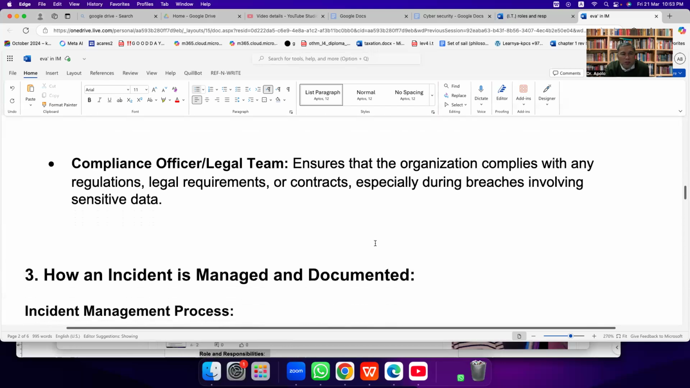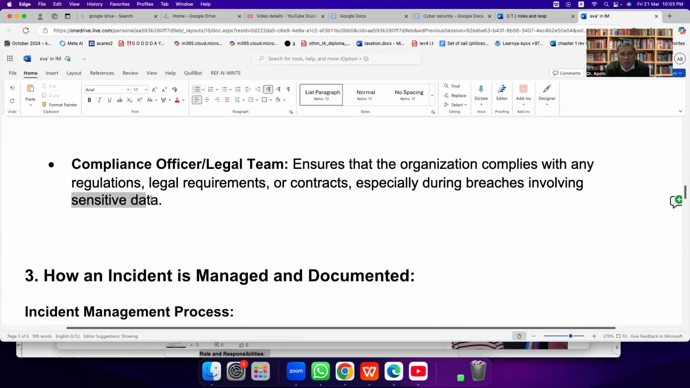Then the compliance officer and the legal team, who will prosecute the culprit. They ensure that the organization complies with any regulations, legal requirements, or contracts, especially during breaches involving sensitive data.